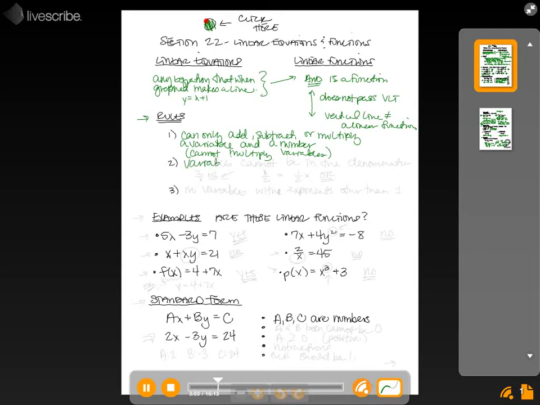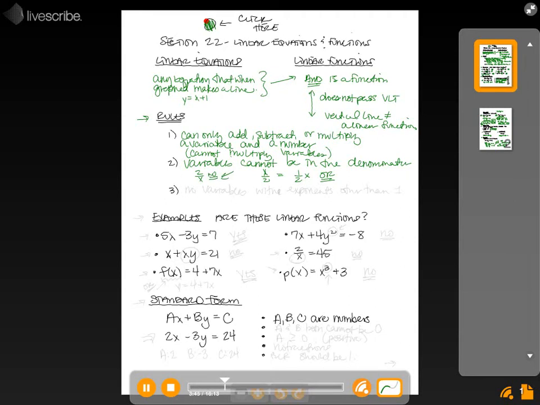Variables cannot be in the denominator. This is not acceptable, 2 over x. If I had x over 2, though, that's really 1/2 times x, which goes back to the first rule. I can multiply a variable and a number together. That's what I'm doing. I have 1/2, my number, and x, my variable, multiplied together. So this is okay, but 2 over x is not. You cannot have a variable in the denominator.